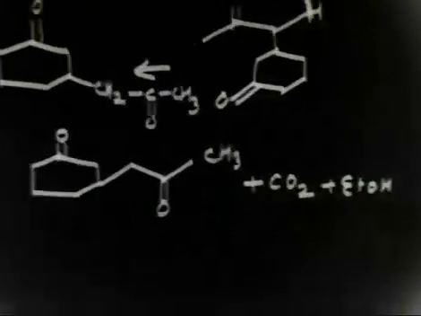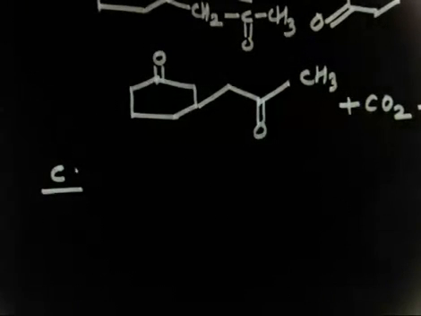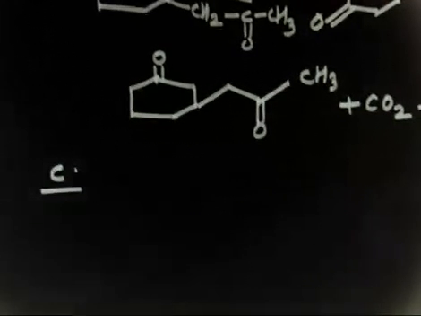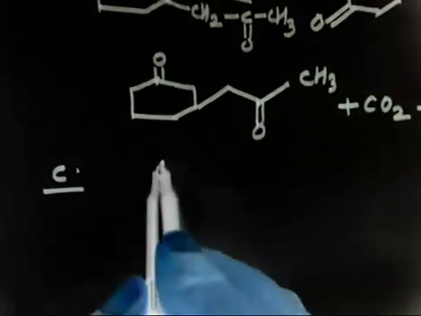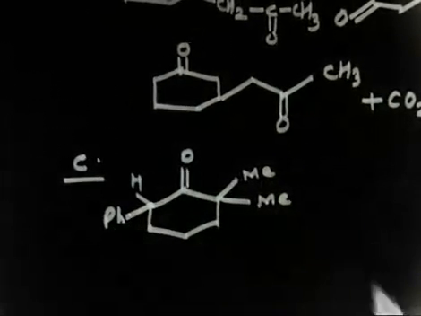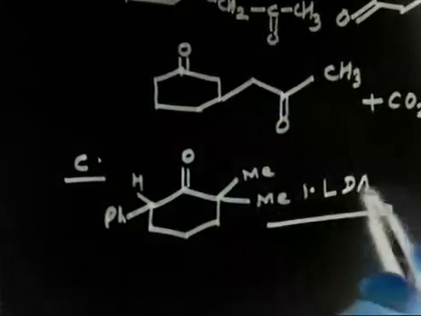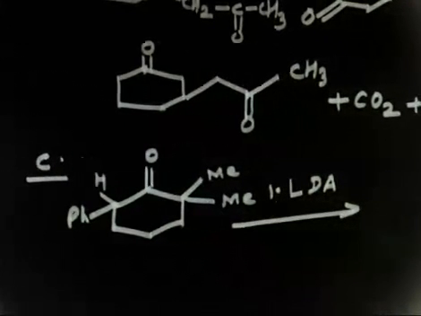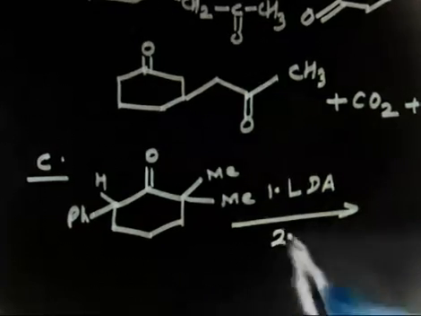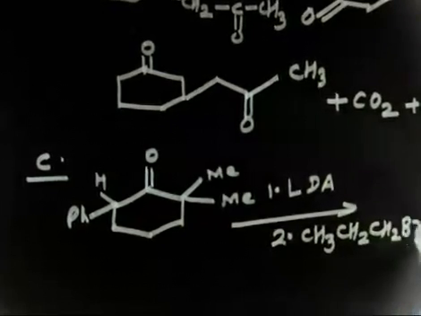Let us discuss the next one, C part. This is the easy one. So you have this side. Now there is only one alpha hydrogen. So this side you have Me. This side you also have Me. This side you have hydrogen. This side Ph. Now this is treated with LDA, lithium diisopropyl amide. In the next step you have CH3CH2CH2Br. So this is an easy one, everybody can understand.